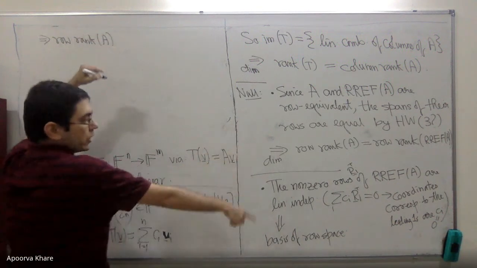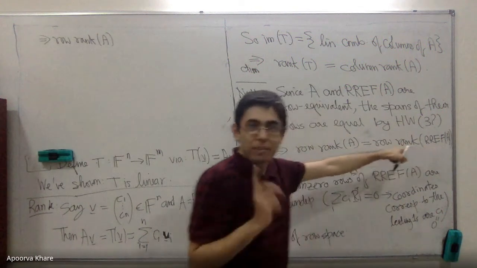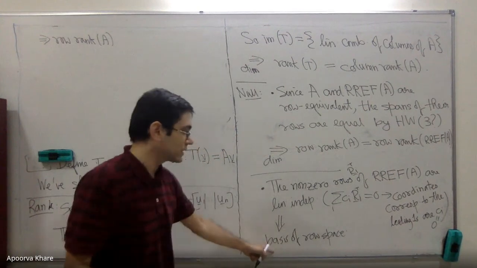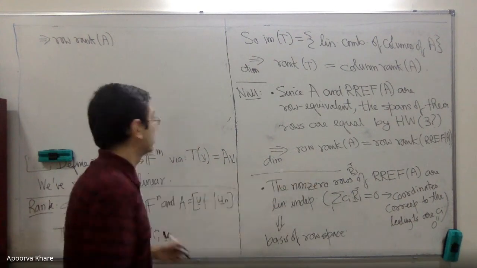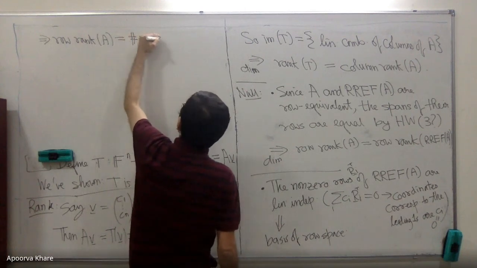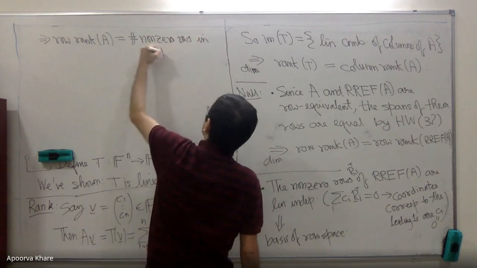So from these 2 points we conclude that the row rank of A is the row rank of RREF, which is the dimension of the row space. The dimension of the row space is given by the size of the basis, which is the number of non-zero rows in the row reduced echelon form.